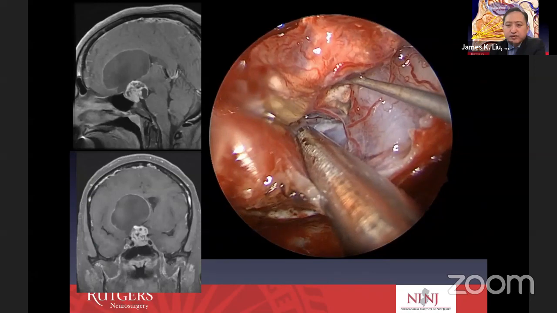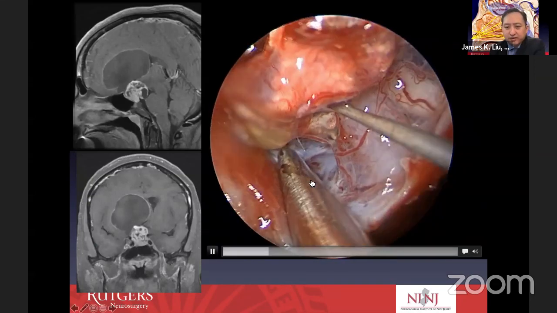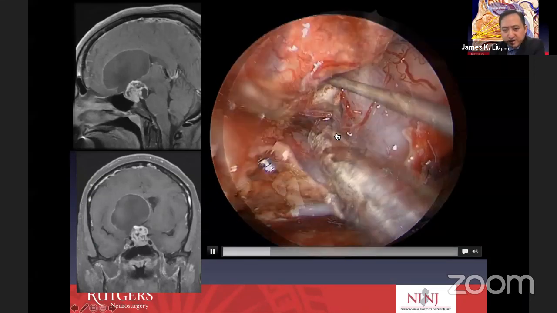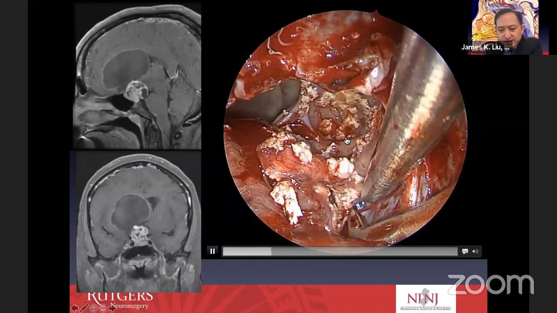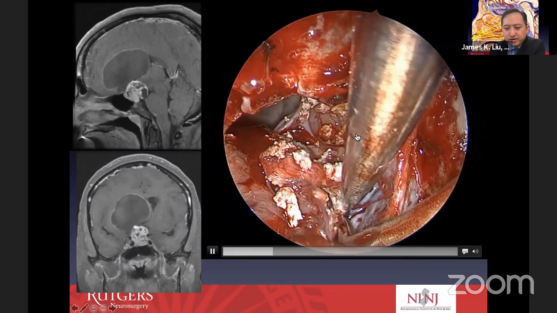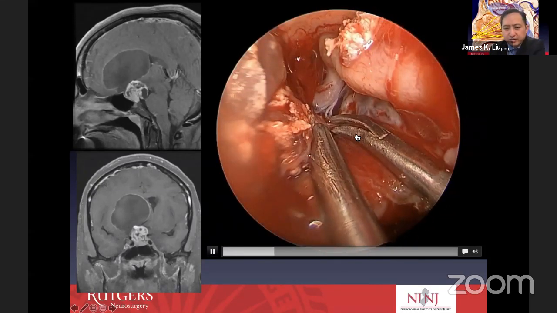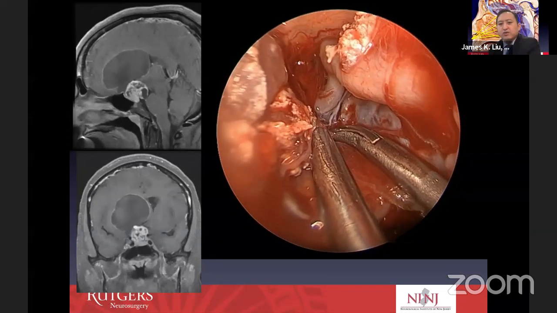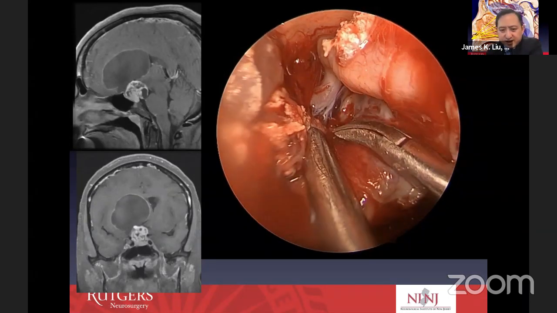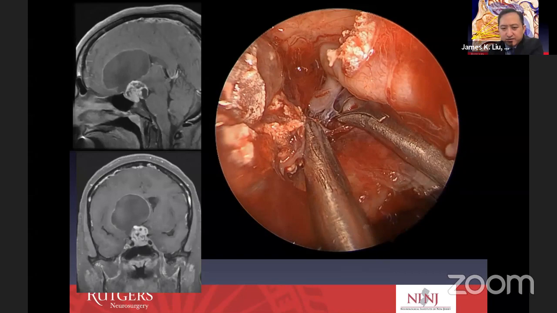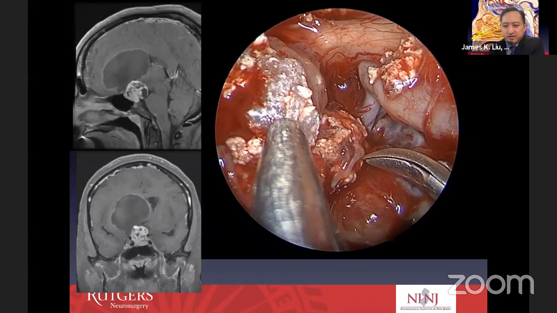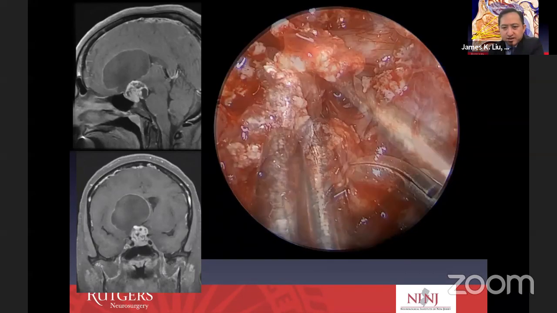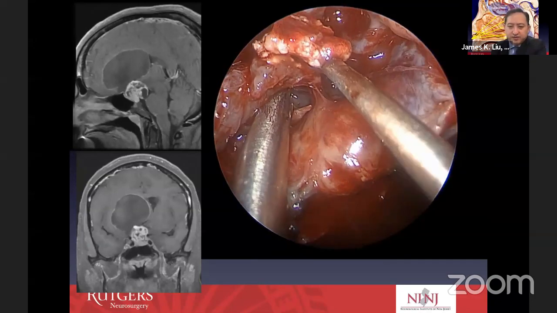Now, when you look for the proximal carotid, look for these small perforators medially. These are not tumor feeders. These are superior hypophyseal feeders going back towards the chiasm. So if you coagulate this and divide it, you will probably risk visual loss in this patient postoperatively. So try to preserve those perforators. Here we use sharp dissection to free them up.